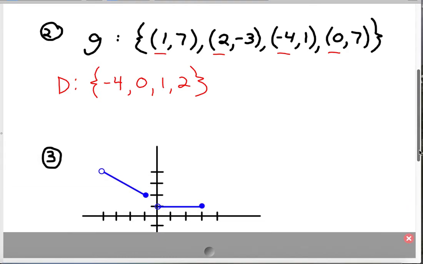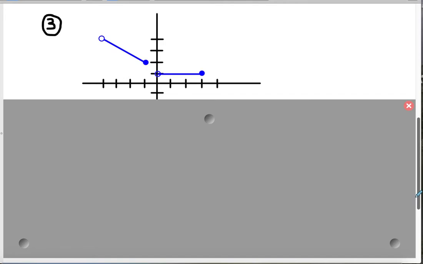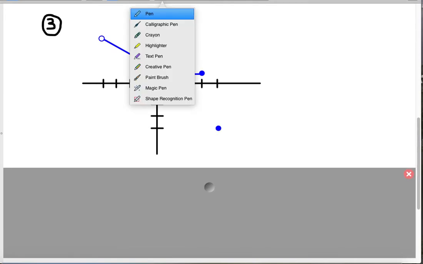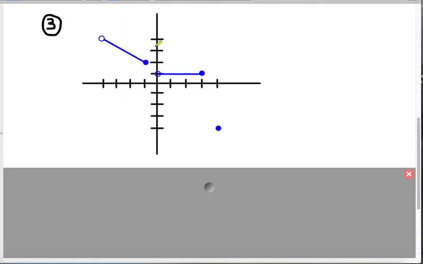Okay, how about with this graph? Now it's getting a little more complicated. Now the way I like to think about finding the domain for a graph is I'm going to draw a vertical line here. And this is my domain detector. And as I run this across the screen from left to right, it beeps whenever it hits the graph. Well, wherever it beeps, those are the x values that are in the domain.